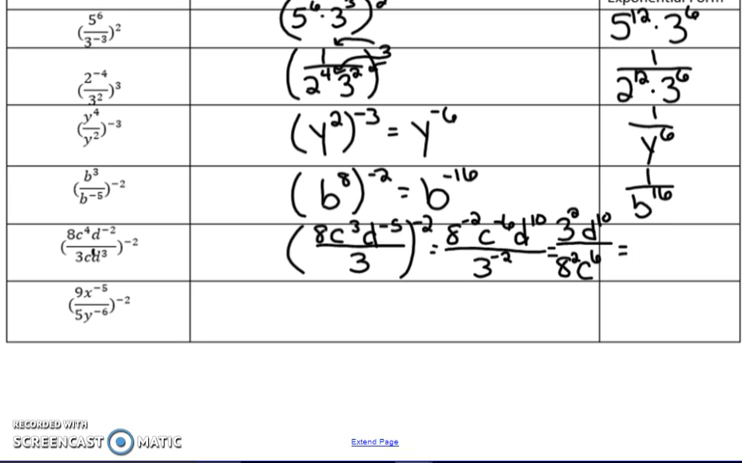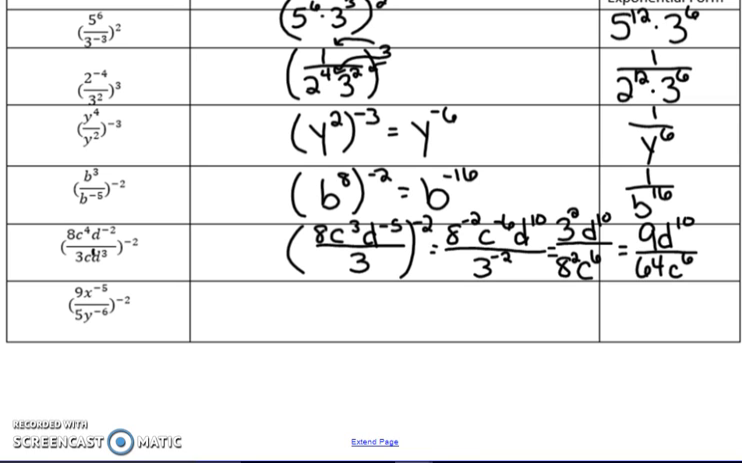So my final answer, well, we know 3 squared is 9, so it's going to become 9 d to the 10th over 8 squared is 64 c to the 6th. Because 9 over 64 can't be simplified, that's your final answer. Make sure, though, again, you want to get rid of those negative exponents.